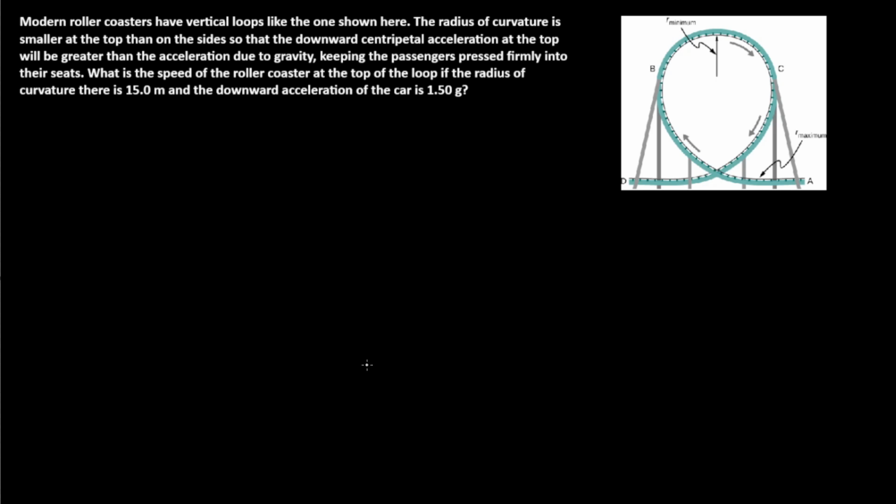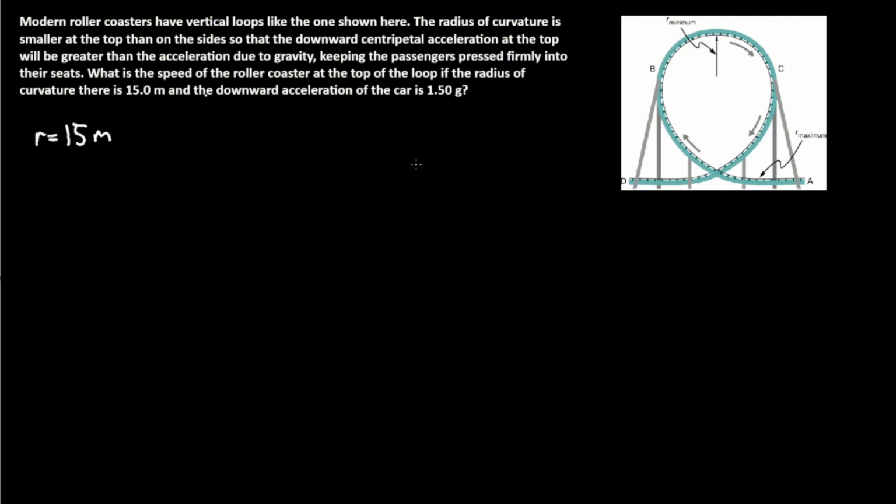So in this problem, you have a modern roller coaster. So the radius is getting a little smaller at the top, and the radius is at its maximum at the bottom. So it kind of gets thinner as you go up the roller coaster, just due to some practicality reasons, and also safety reasons. But let's ignore the front of this problem. It's completely useless. We just need to know what is the speed of the roller coaster at the top of the loop if the radius of curvature is 15 meters.